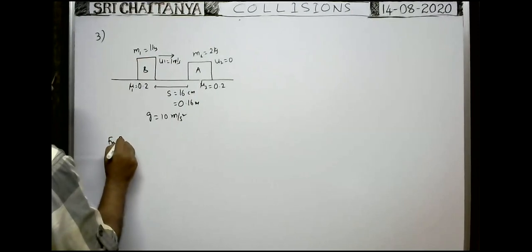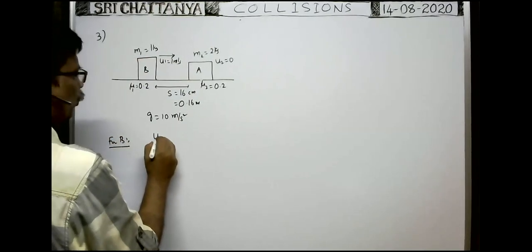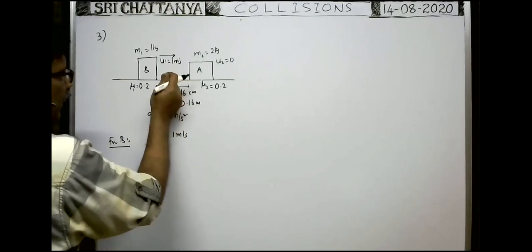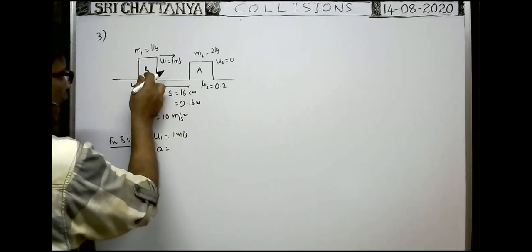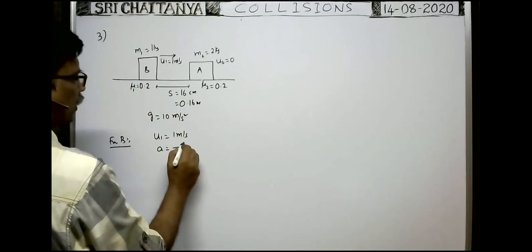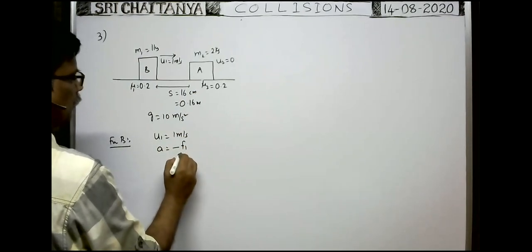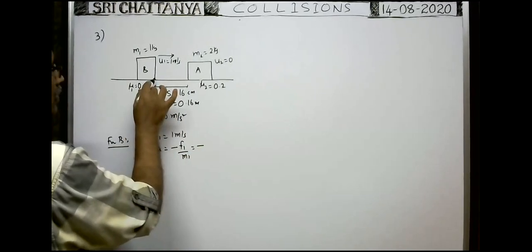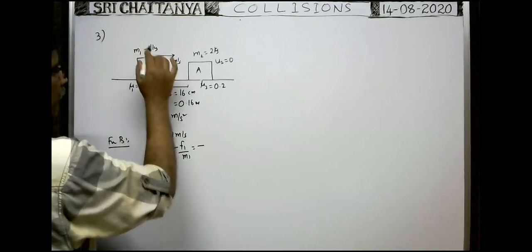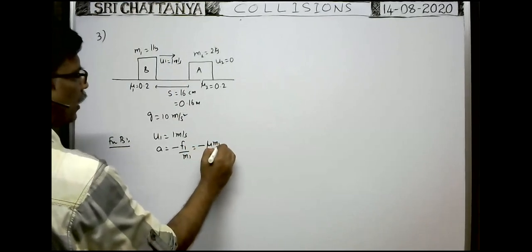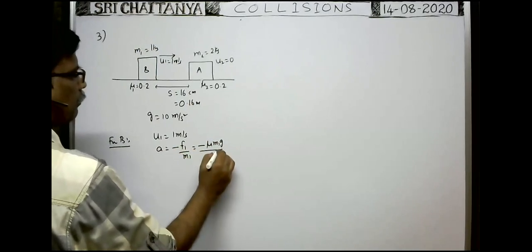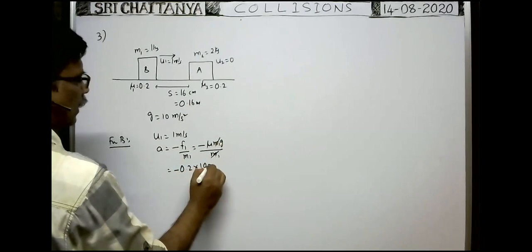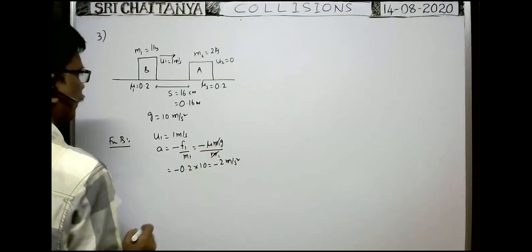So for B, initial velocity u1 is equal to 1 meter per second. Whenever block B travels in this direction, acceleration acts in the opposite direction, because friction acts in the opposite direction. Friction acts as the retarding force on block 1, so retardation is friction by mass of block 1. As this block is kept on the horizontal surface, normal reaction is equal to m1 g only. So mu into normal reaction m1 g, divided by mass m1. m1 cancels. Therefore, minus mu, 0.2, into g, 10, that is minus 2 meter per second square. It is the retardation.